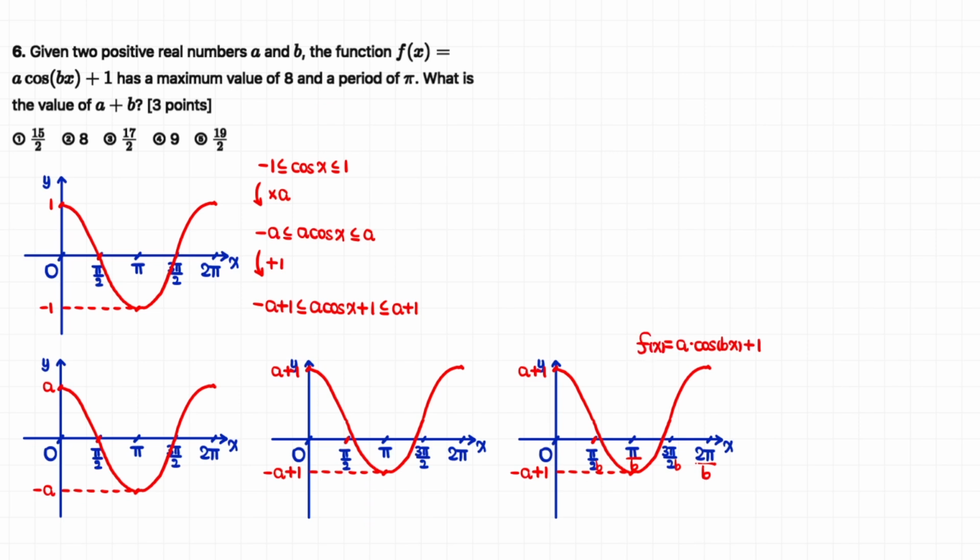And this is the f of x that the question is asking for. Now, let's look at the conditions they gave us. It has a maximum value of 8 and a period of pi. What's the maximum value? Yep, it's a plus 1, and that equals 8. If we subtract 1 from both sides, we can figure out that a equals 7. And second one, a period of pi. This equals pi.